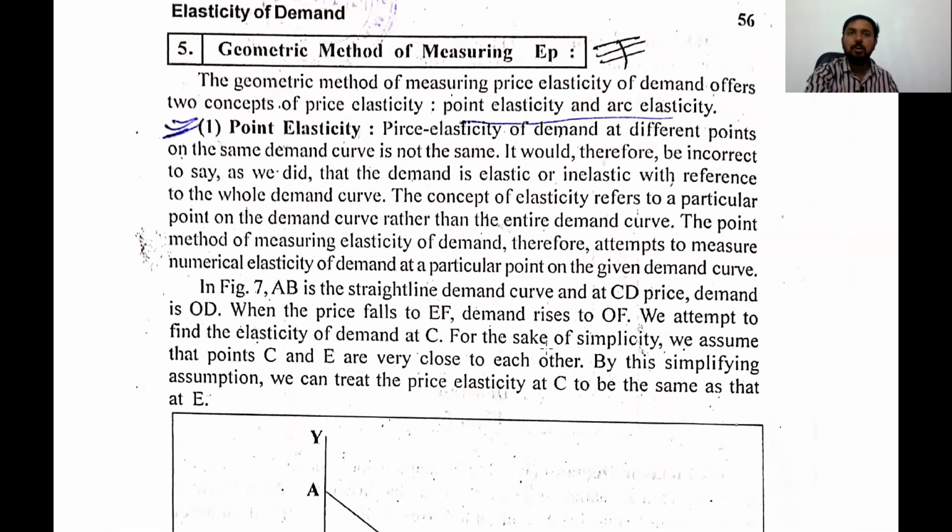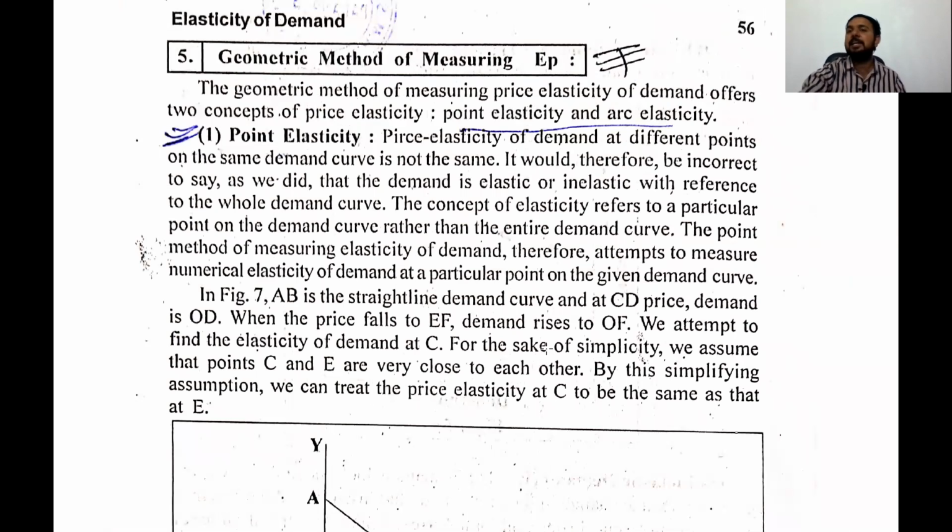Our next point is the geometric method of measuring price elasticity. So guys, we will see what the geometric method is all about. The geometric method of measuring price elasticity of demand offers two concepts of price elasticity: point elasticity and arc elasticity. So here we will see what is point elasticity and what is arc elasticity. First, we will see point elasticity.